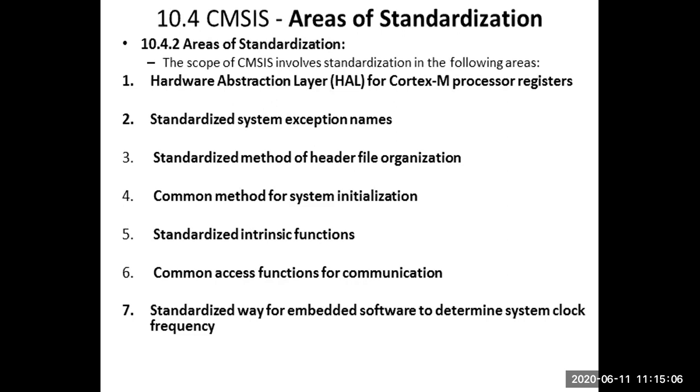So, for each one I have read out, hope you got an idea. Hardware abstraction layer means with respect to registers. We have a memory map for Cortex M3, and there are different registers. System exceptions means giving standard names to the exceptions. And the header files which we use, it may be stdio.h in C programming, or device.h, or Cortex M3.h, any header file. It has a standardized method of organizing those header files.